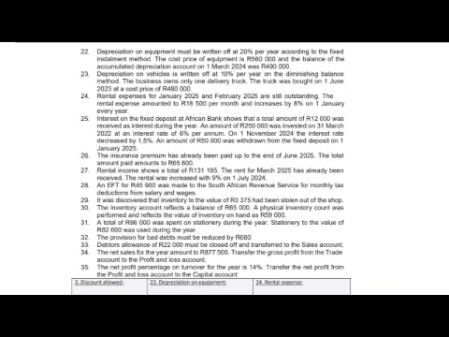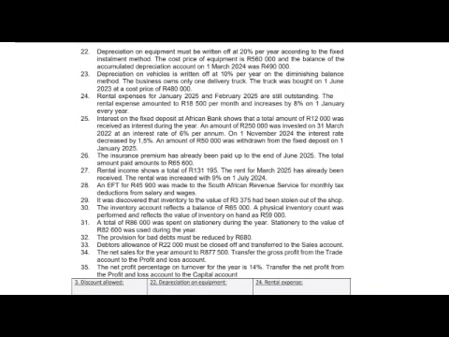Number 26. The insurance premium has already been paid up to the end of June 2025. The total amount paid amounts to R65,600. 27. Rental income shows a total of R131,195. The rent for March 2025 has already been received. The rental was increased with 9% on 1 July 2024.